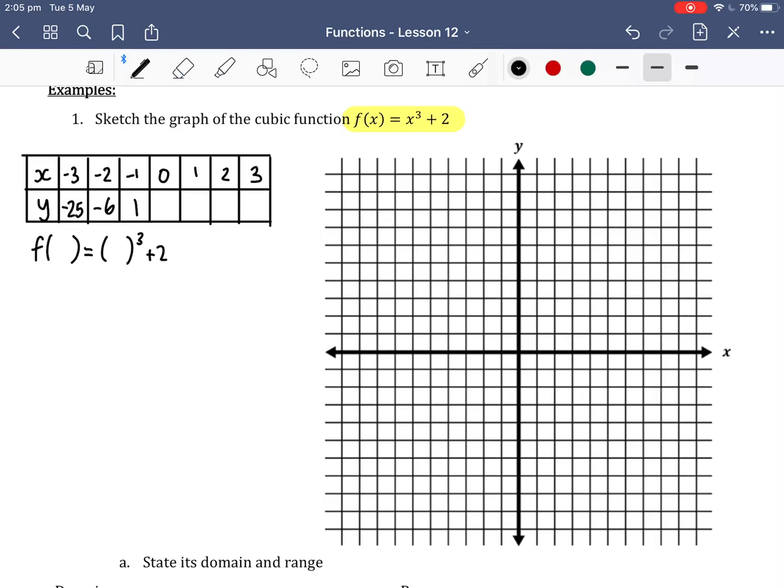Sub in 0, and when we do that we get 2. Sub in +1, and when we do that we get 3. Sub in 2 for x, and when we do that we get 10. And finally sub in 3 for x, and when we do that we get 29. Now we have our table of values, we can plot these points in order to graph our cubic.